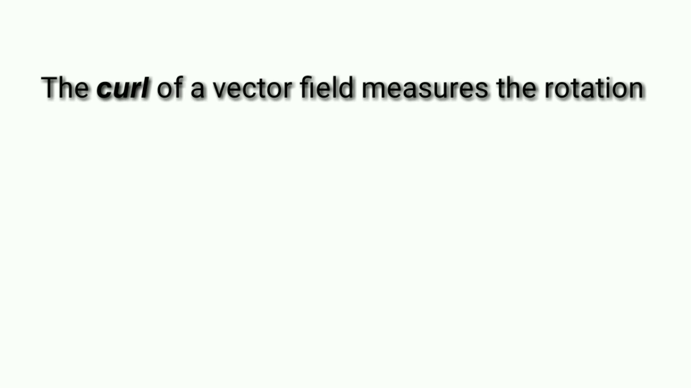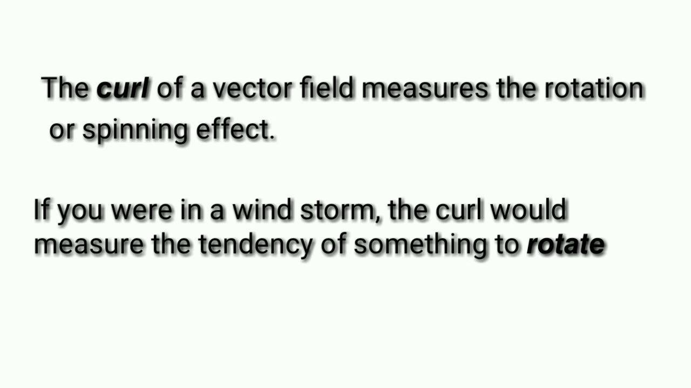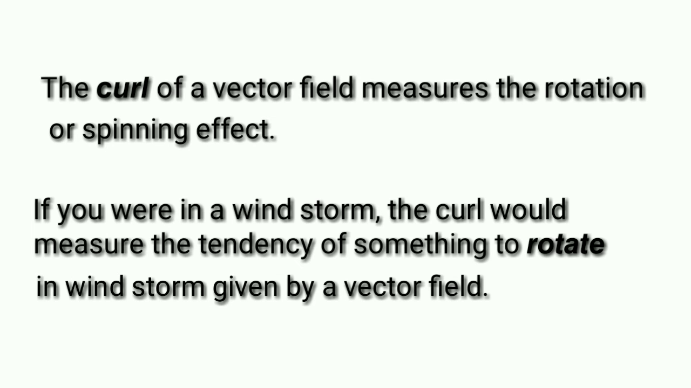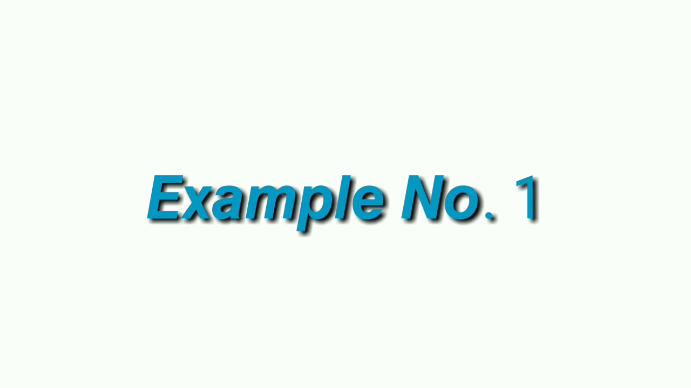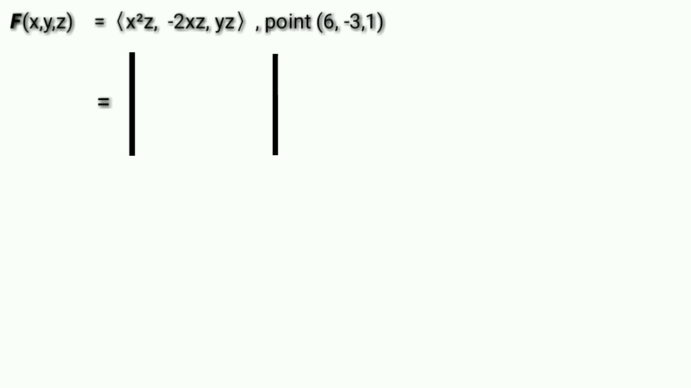But let's first talk about what the curl of a vector field means. The curl of a vector field measures the rotation or the spinning effect. If you were in a windstorm, the curl would measure the tendency of something to rotate in the windstorm given by a vector field. Let's consider this first example. We're going to determine the curl of a given vector field and then determine the curl vector at the given point. So let's go ahead and set up this 3 by 3 determinant to determine the curl of a vector field f.